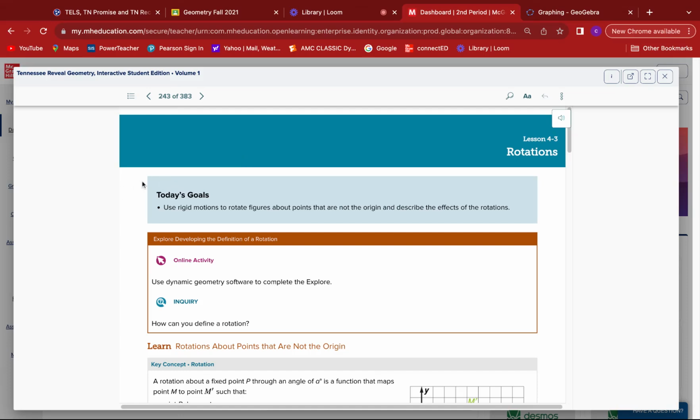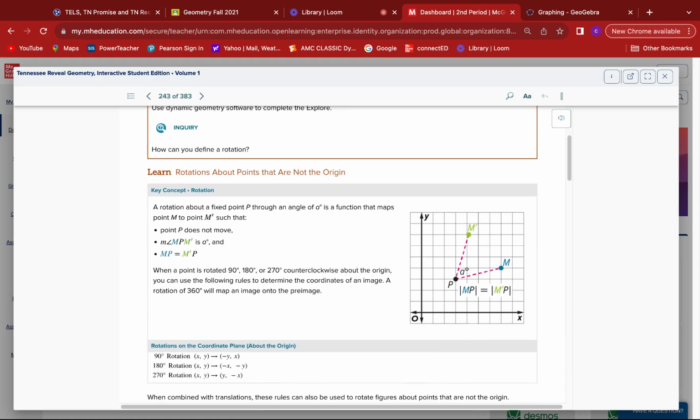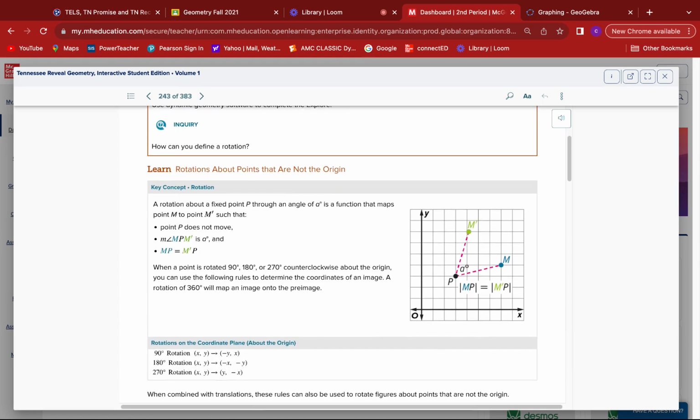Hey, everybody. We are in Tennessee Revealed Geometry, and this is lesson 4-3, which is on rotations. Rotations is basically when you take a figure and you turn it. Now, if they don't tell you which way to go, it is counterclockwise, which is to the left. They have to specifically say clockwise. So if they don't tell you, it is counterclockwise. Okay, so let's get into it.